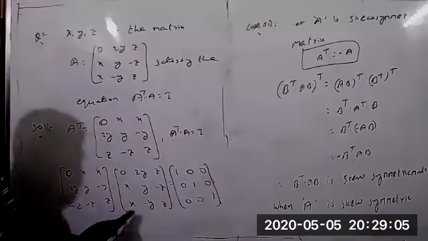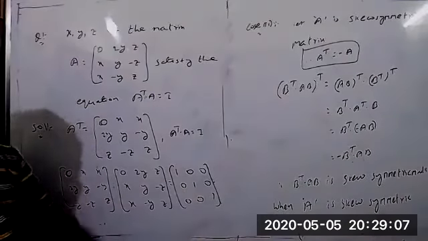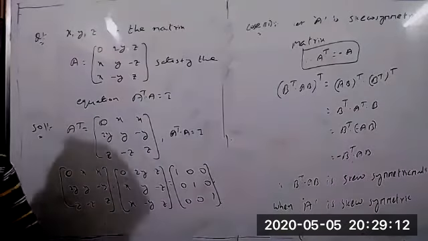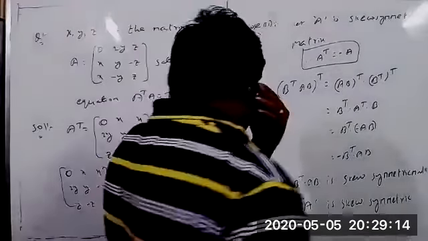Now multiply these two matrices. It should be equal to the identity matrix I3: 1 0 0; 0 1 0; 0 0 1. Just multiply the equation.